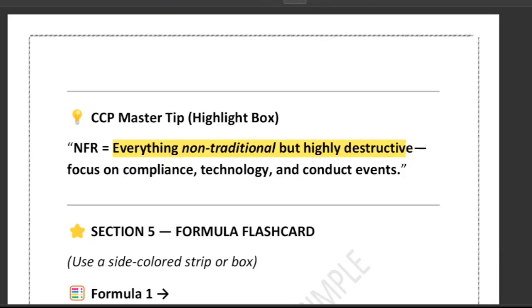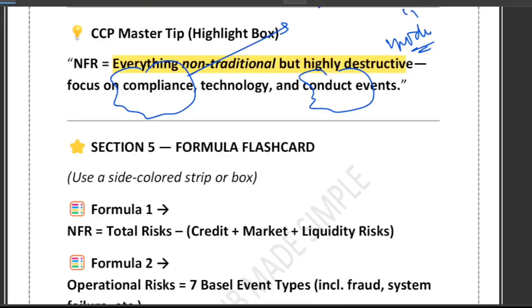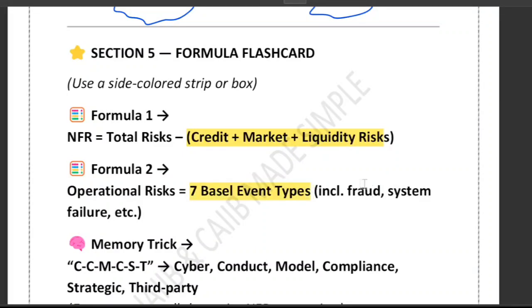So what should we focus on? We should focus on compliance, technology, and conduct events, because these cause maximum damage in modern banking. So the formula flashcard is in front of you. Remember, NFR means total risk minus credit plus market plus liquidity. And operational risk is the 7 Basel events, including fraud, system failure, process error, etc. So this is the easy way to remember it.